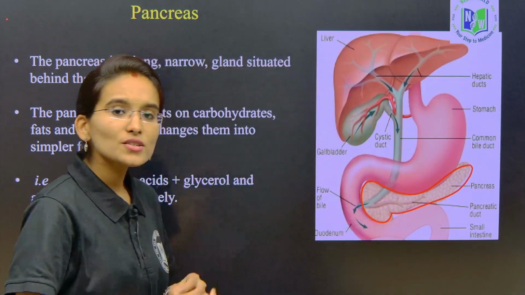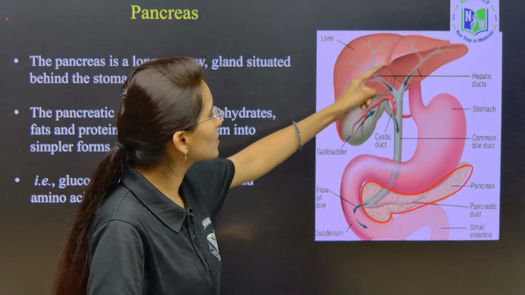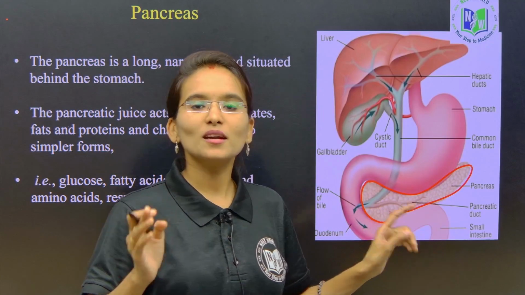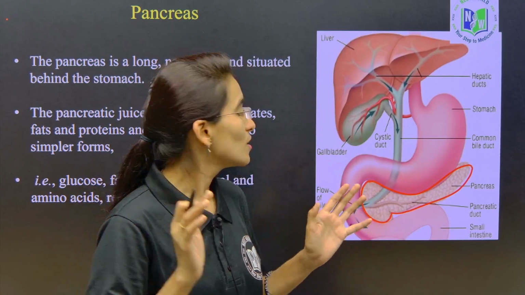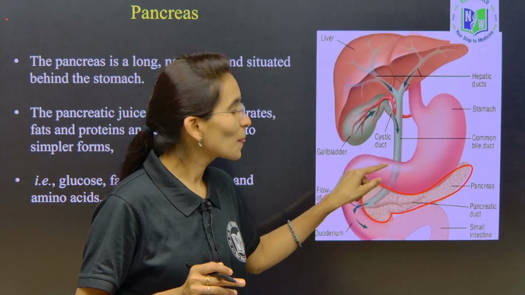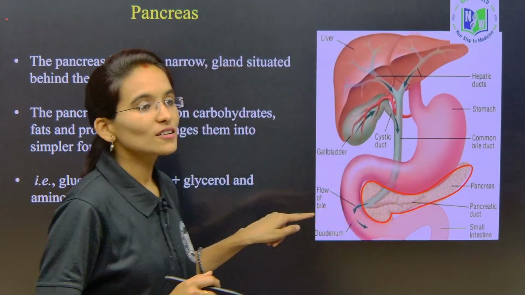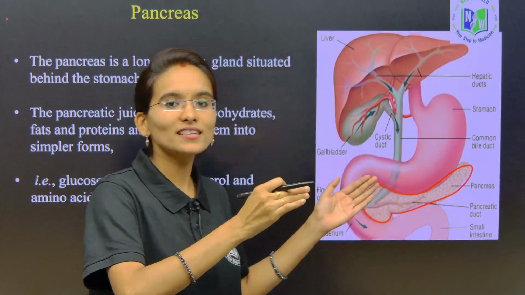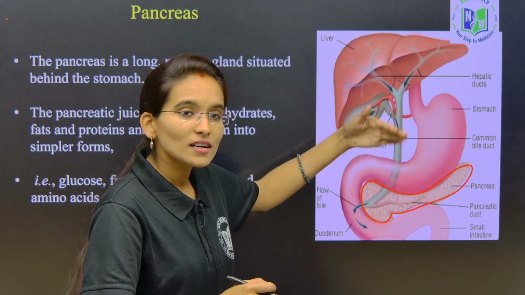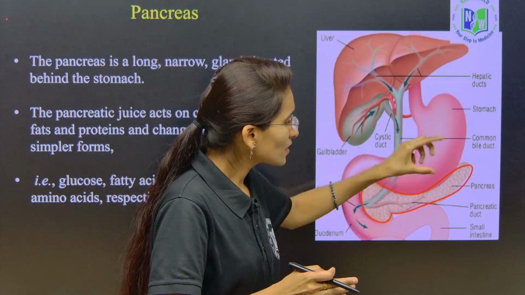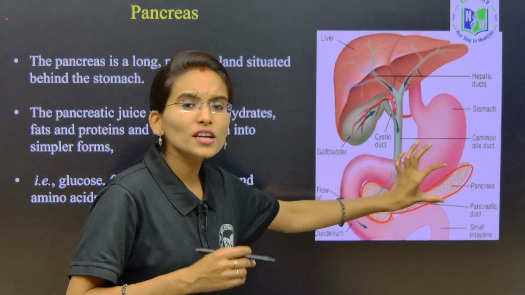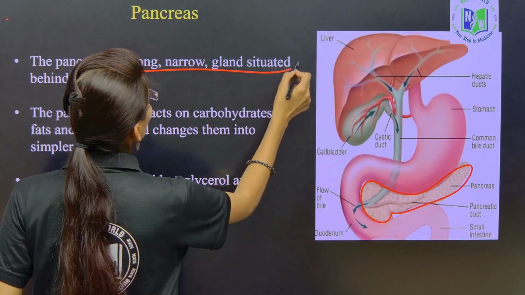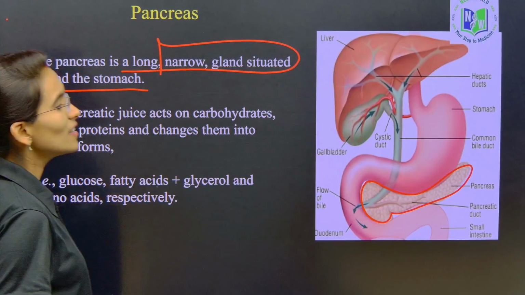We have understood the functions of the stomach, and we have understood the functions of the liver. Next, what is left over, my dear students? The pancreas. Later we will understand the small intestine and its functions. So, now just focus on what the pancreas is. Usually the pancreas is a leaf shaped gland situated behind the stomach, at the back side of the stomach. See here, it has a narrow leaf shaped appearance. A pancreas is a long narrow shaped gland situated behind the stomach.